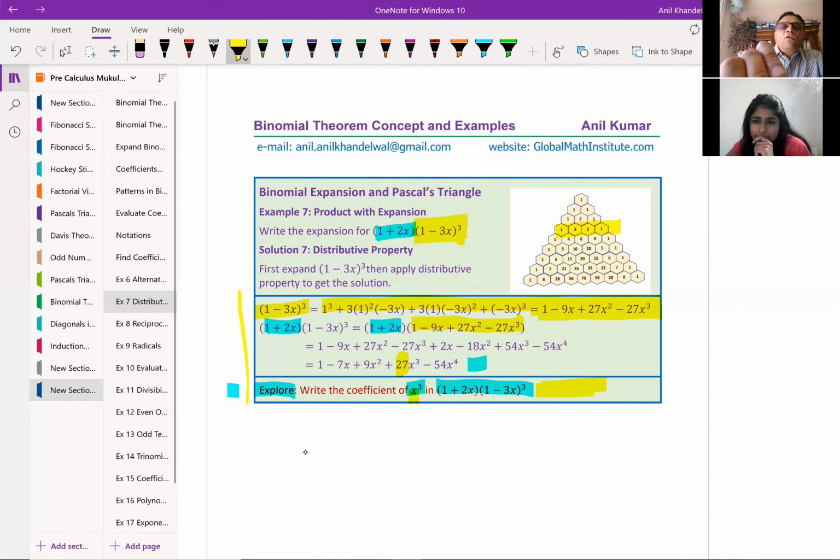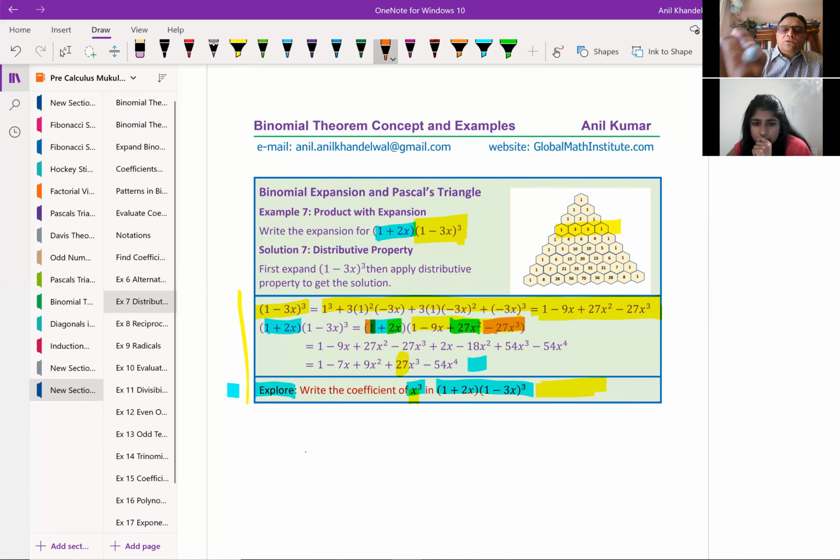In that case, what you could do here is, when you expand 1 minus 3x cubed, then how do you get x cubed? We are multiplying by 1 plus 2x, correct? We are multiplying by that. So in that case, you need to only check the product of 1 and minus 27x cubed. That will give you x cubed, correct? Also, you could multiply 2x with 27x squared. That will also give you x cubed. But only these two multiplications will give you x cubed.